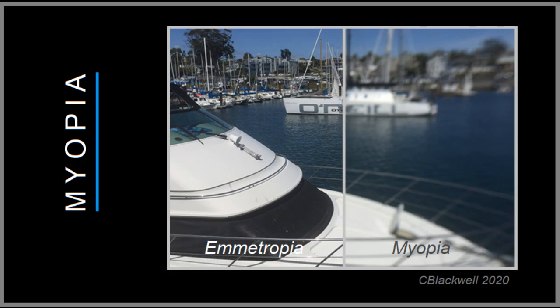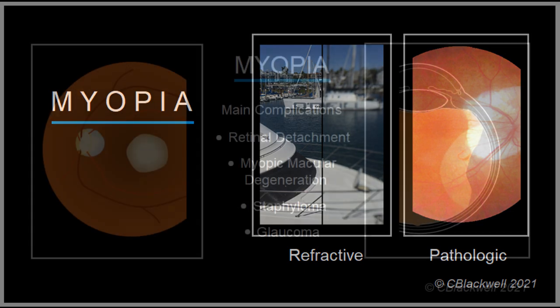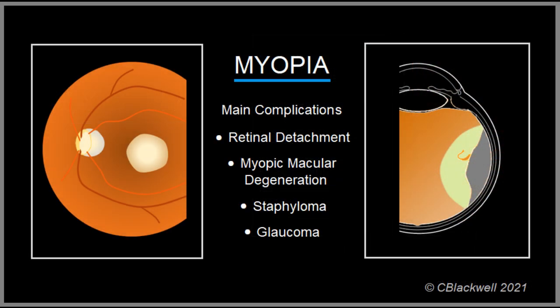Myopia, or nearsightedness, is well known as a cause of blurry distance vision. Compare the sharp image on the left to the blurred image on the right. However, it has a less well-known side, risks it poses to eye health. For example, it is associated with retinal detachment and a form of macular degeneration.